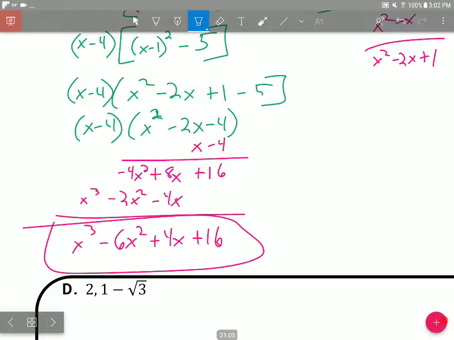Now, the original instructions, when we walk through that a little bit, say, write a polynomial of least degree. Basically, don't multiply it by an extra x and make it an x to the 4th. Don't do more work than you have to, is what that's saying. With a leading coefficient of 1, okay?